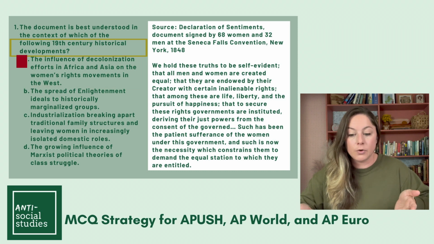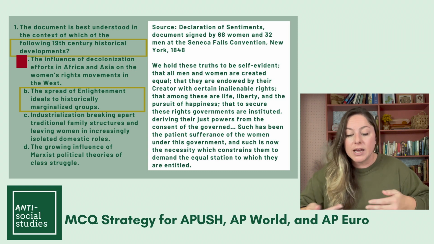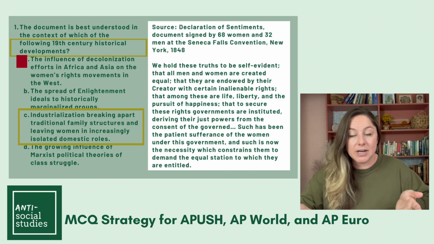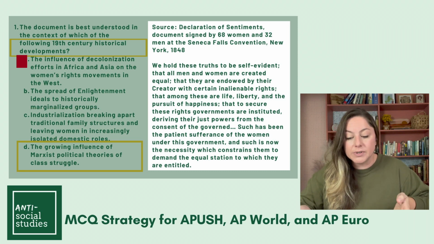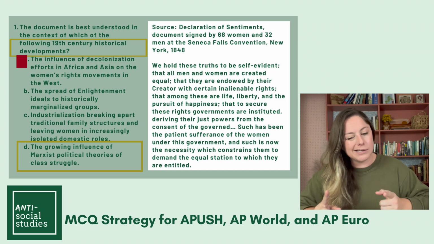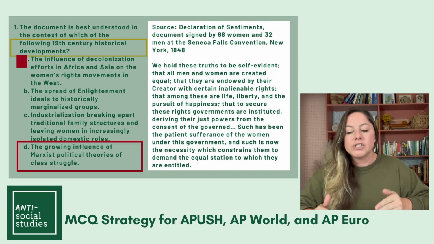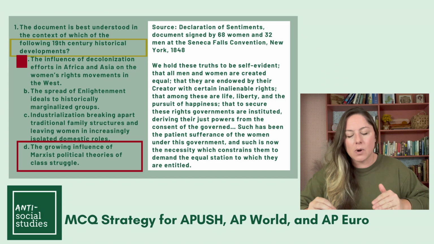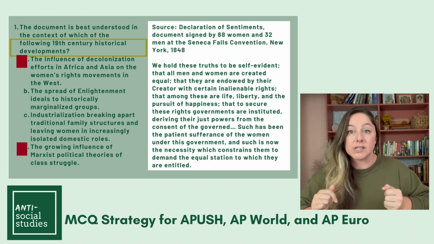So without even understanding this document at all, we can eliminate an answer choice because it's just a historically inaccurate statement. Great. Spread of Enlightenment ideals to historically marginalized groups. That sounds good. That sounds like a potential answer. I'm going to leave it. Industrialization, that is happening in the 19th century. The growing influence of Marxist political theories on class struggle. That's also happening in the late 1800s, but this is really the mid. So I'm for sure crossing out A. I'm hesitant, D seems wrong. B and C both seem like they're the most likely answers.